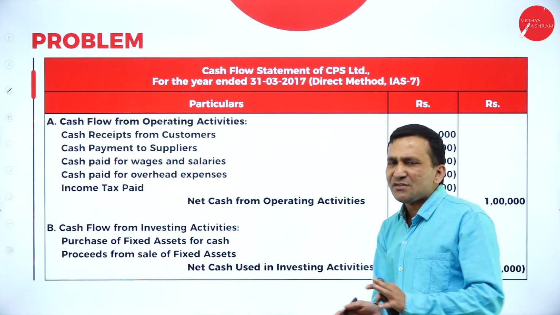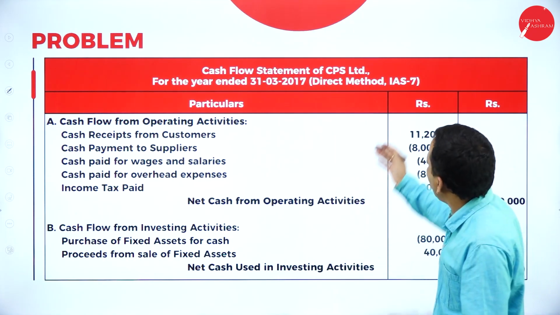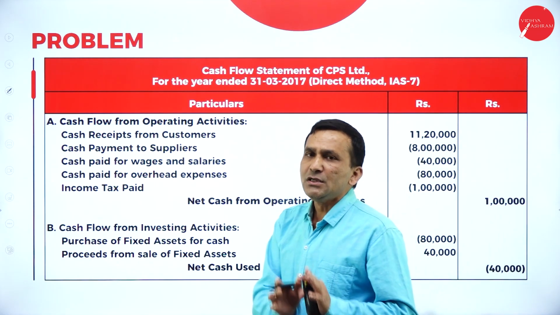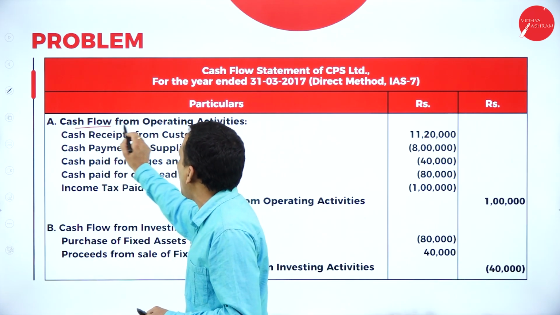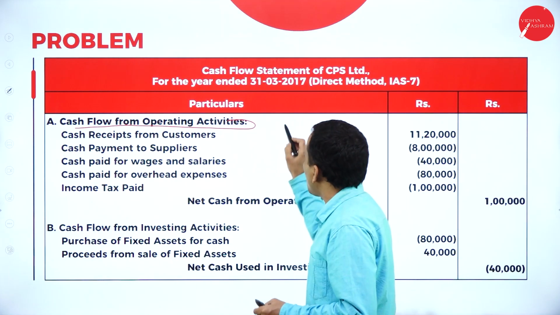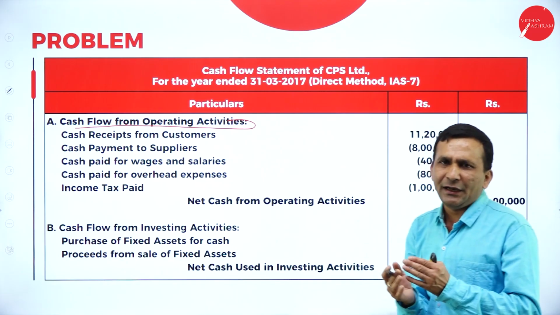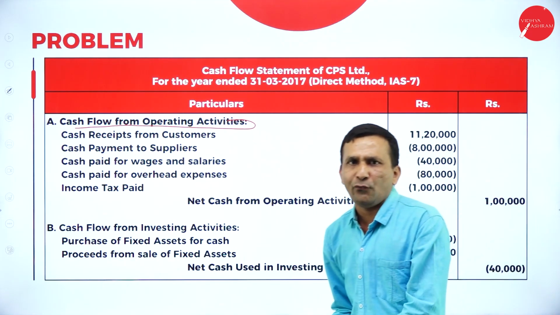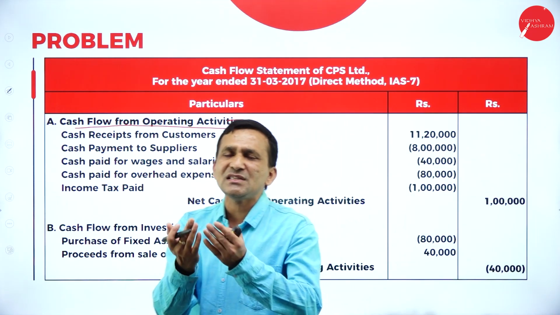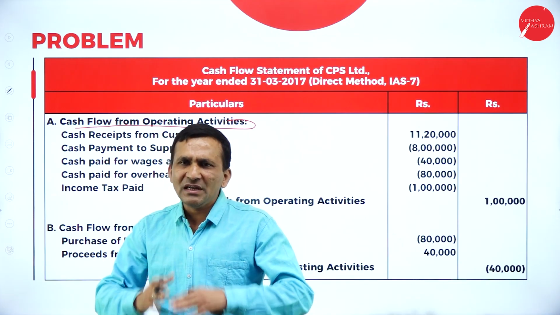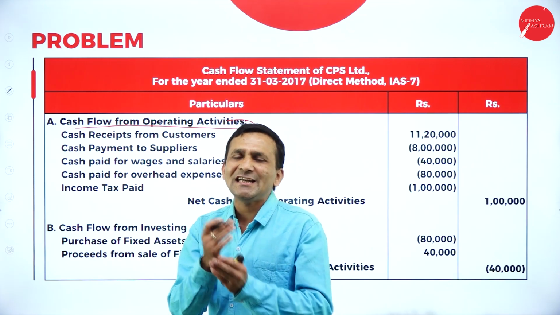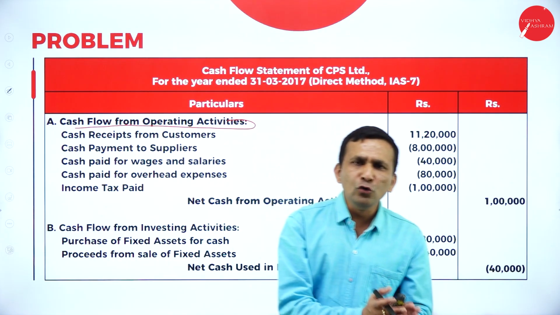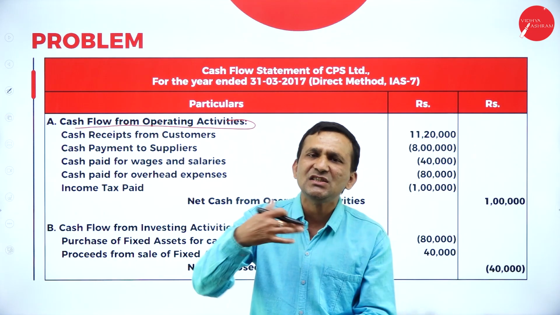Using the first method, which is called the direct method, Indian Accounting Standard 7. The first category, the first activity, starts with cash flow from operating activity. Again we need to identify which is inflow and which is outflow. Inflow means the business is receiving. Outflow means the business is going to pay. Either inflow we call a receipt, or outflow we call a payment, money is going.